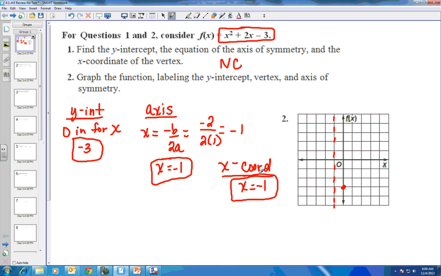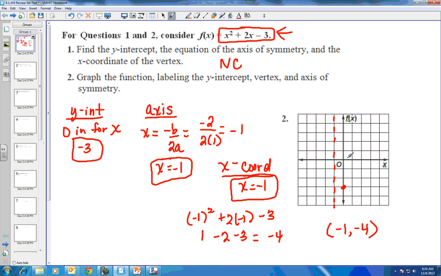If I know that this is my x-coordinate of my vertex, I'm going to plug -1 back in to find out what my y number is. So we're going to plug -1 into that equation. So -1 quantity squared plus 2 times -1 minus 3. That's going to be 1 minus 2 minus 3. So what's that going to be? 1 minus 2 is -1. -1 minus 3, -4. So my vertex is -1, -4.